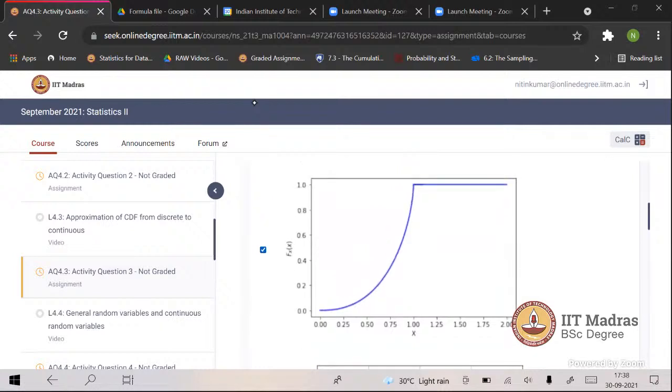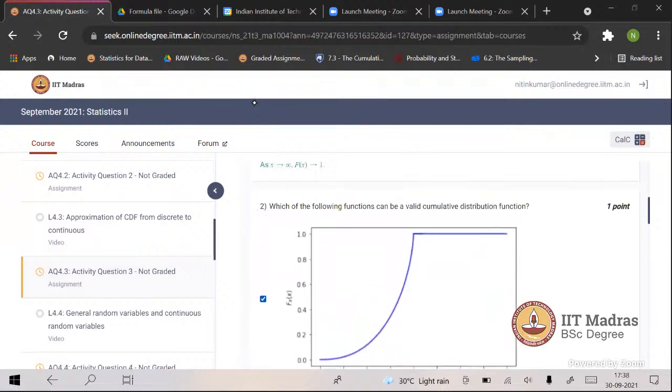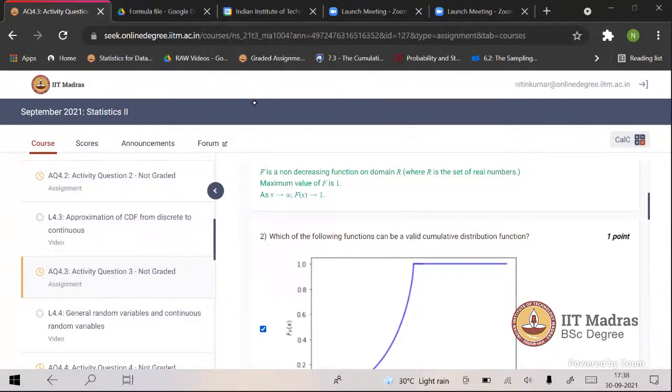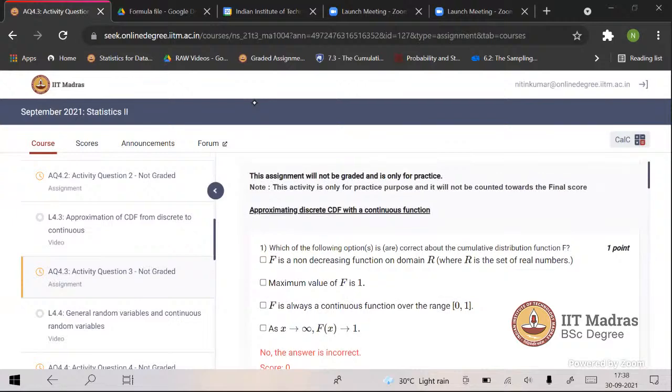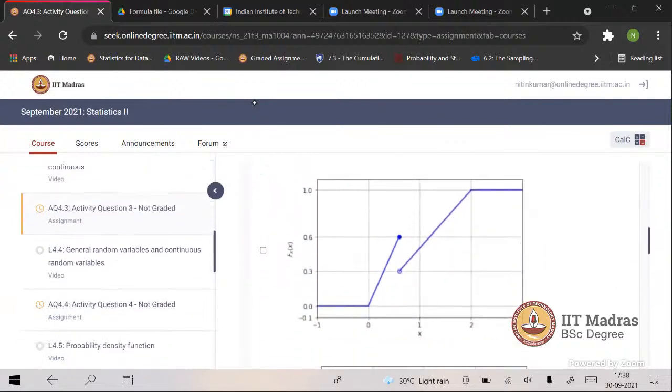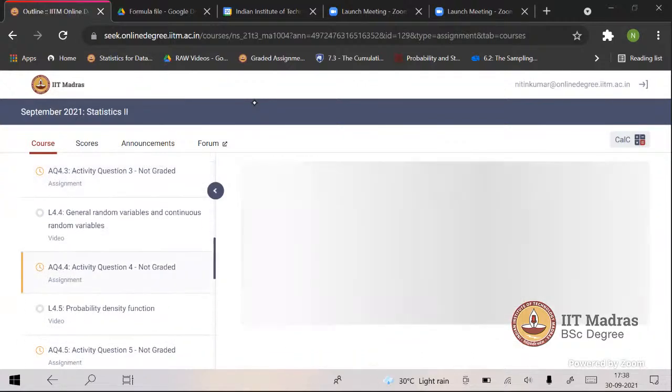So this is how you find out whether a given function is a valid CDF or not. Only look at the given 4 properties and check whether the function satisfies them or not. Now look at one more question regarding that.